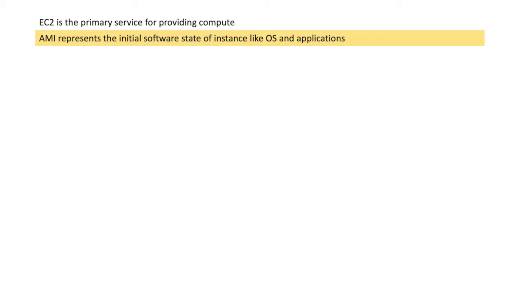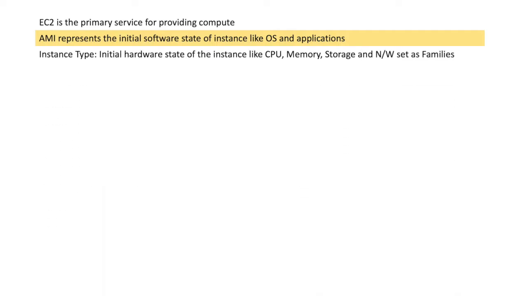AMI represents the initial software state of an instance. When you have to go and buy a computer, or take a look at the configuration of a computer, you would come across two things. One is the software, the other is the hardware. The software part, which consists of the operating system and the initial applications provided with the computer, is represented in AWS language as AMI, Amazon Machine Image. The hardware part is represented as instance type, and when we talk of hardware, we are talking about CPU, memory, storage, and network adapters.